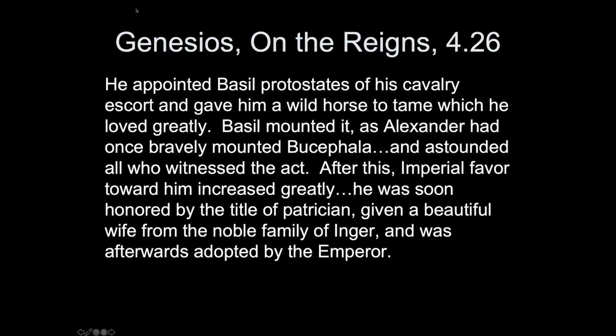Now, not coincidentally, the beautiful wife from the noble family of Inger was the emperor's former mistress. And so the idea here, I think, is not hard to understand. The mistress of the emperor is given in marriage to the emperor's closest associate. And so if the emperor wanted to see this mistress, it was just a natural thing that he would.